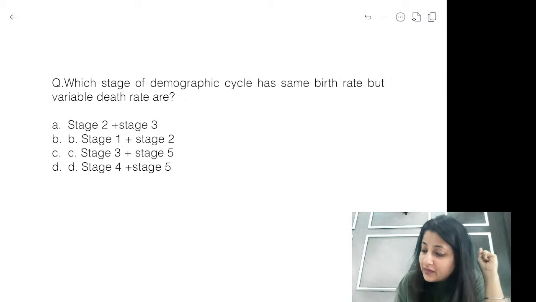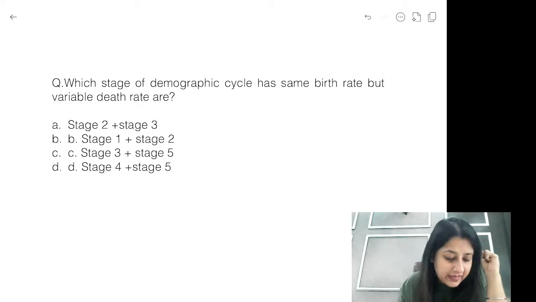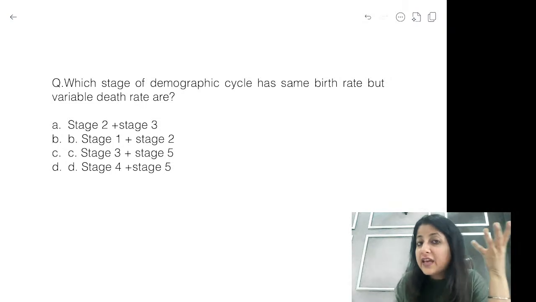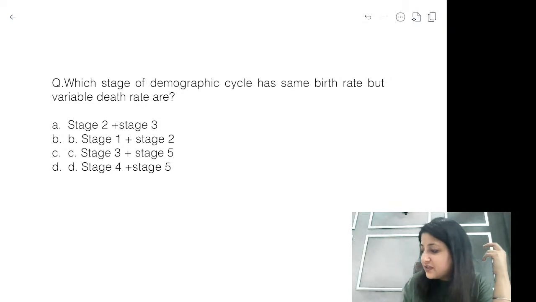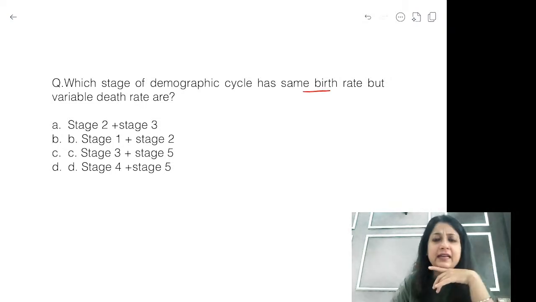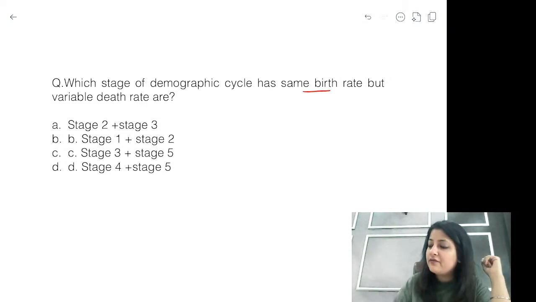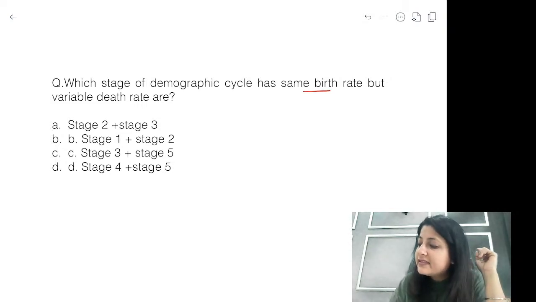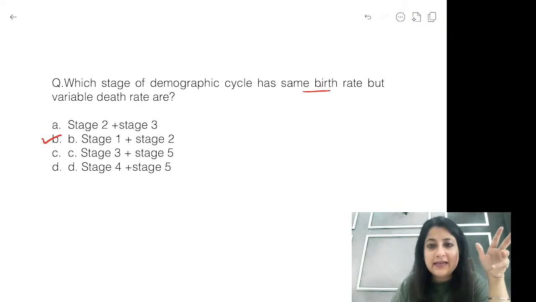Which stage of the demographic cycle has the same birth rate but variable death rate? Anybody? Which stage? Think and mark. In the demographic transition model, the same birth rate but variable death rate. Can you tell me which stage? Same birth rate, okay, but variable death rate. So which one are you going to mark? Very good guys. Okay, same birth rate, but variable death rate.